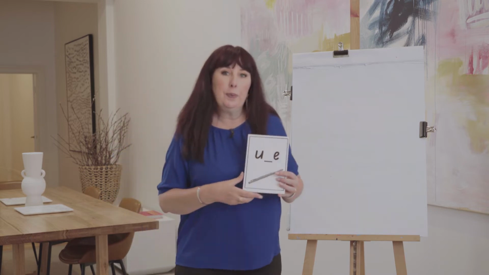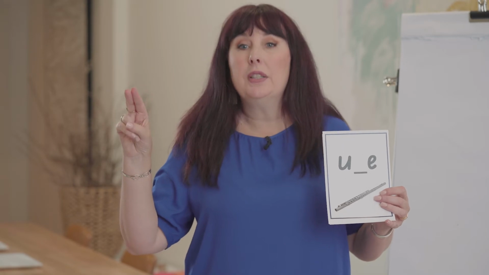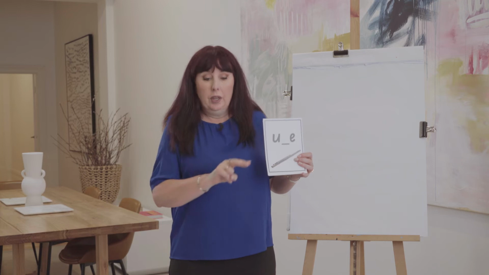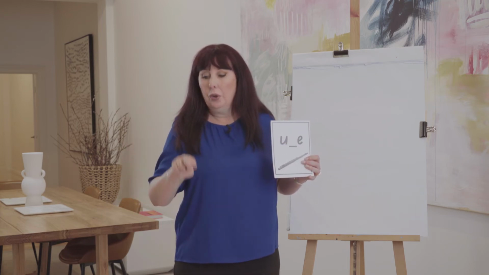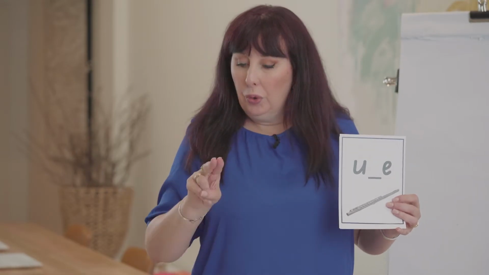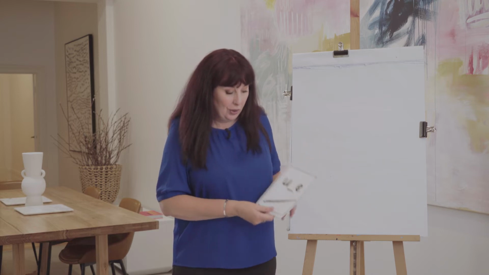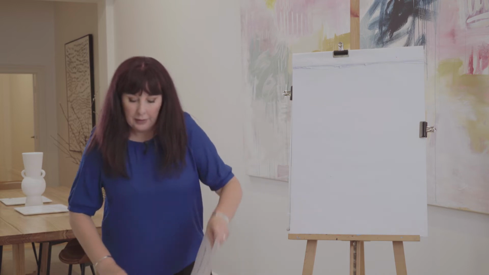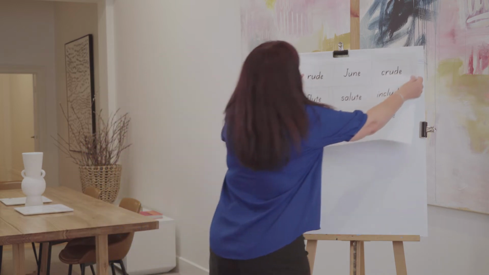So let's have a quick practice with some sky writing. Get your sky writing fingers ready. And this time we're going to say oo in flute. You ready? U, E, oo, flute. U, E, oo, flute. Good job. So we've got the two sounds now with that spelling. All of these words have the new oo sound.